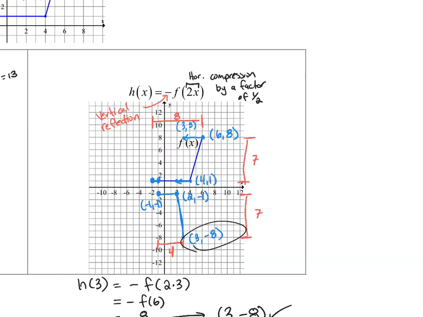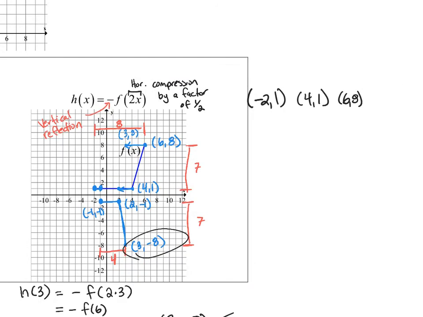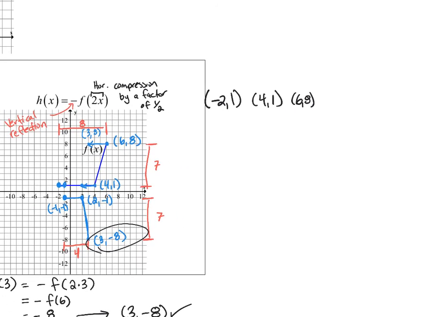We'll apply the same process here. Again, we're starting with the ordered pairs (-2, 1), (4, 1), (6, 8). We still need to understand what the transformations are, so we'll start with the horizontal compression by a half, which means we're going to multiply each x value by half. Remember, do the opposite when it's on the inside.